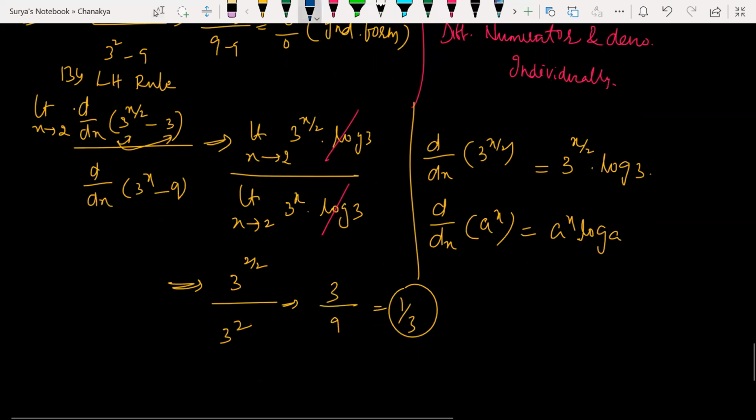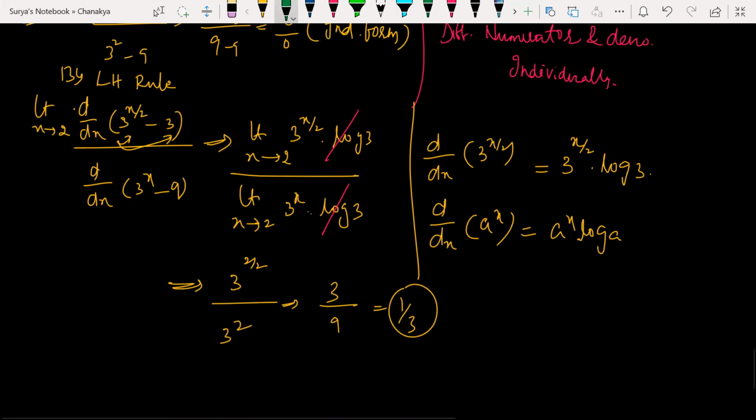Any doubts, are you following it, guys? It is very simple. The twist you need to understand is that here we have 3 to the power of x by 2, and you may not remember what d by dx of this is. d by dx of 3 to the power of x.